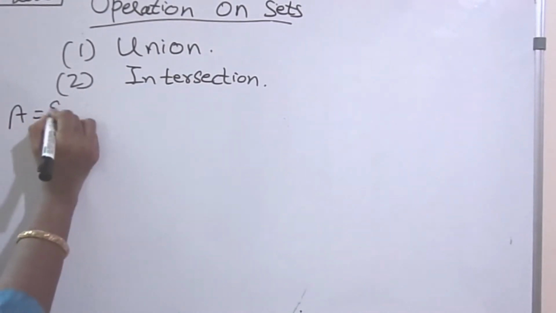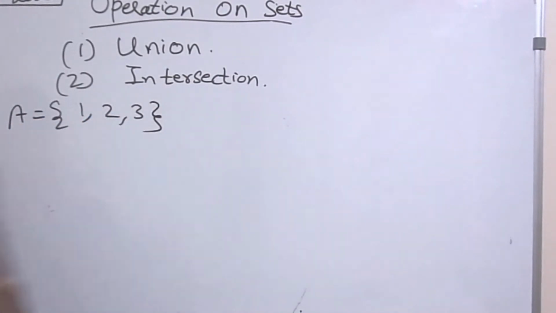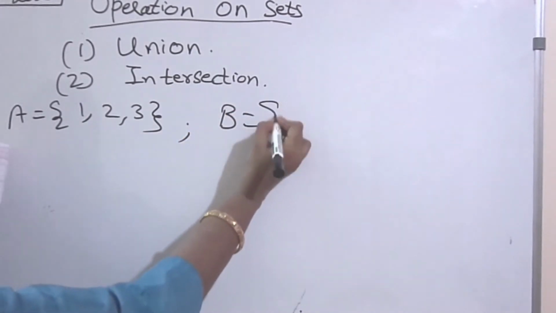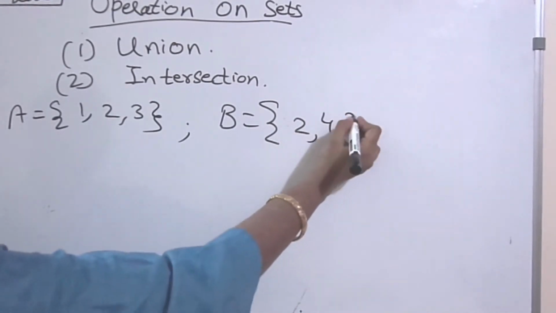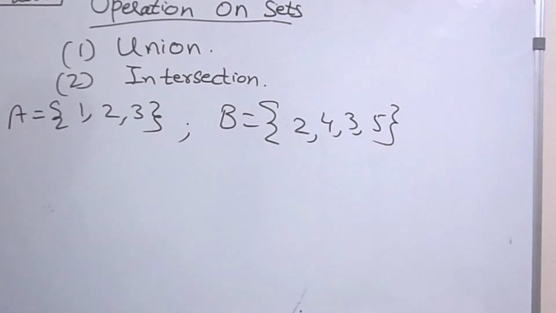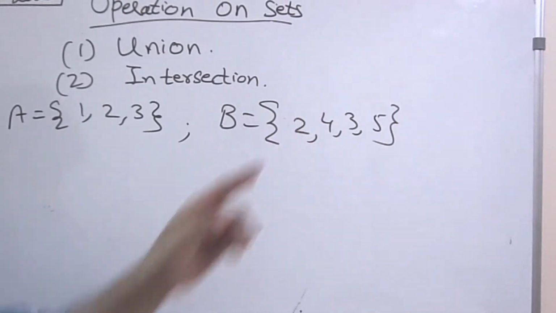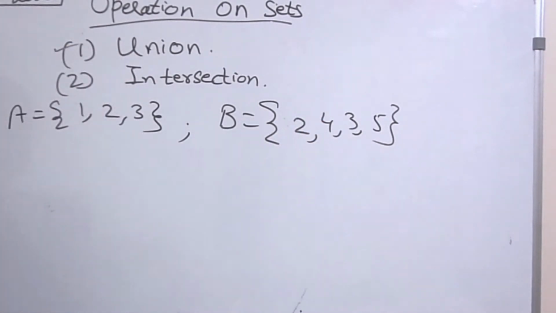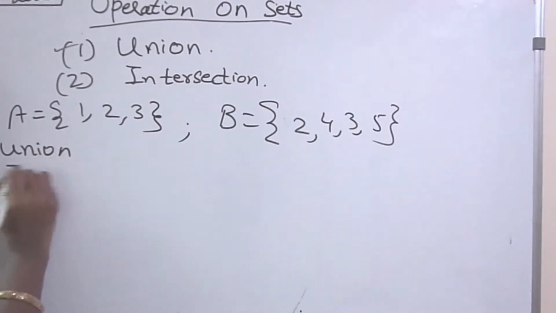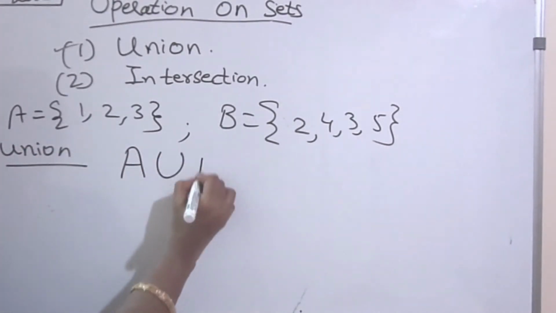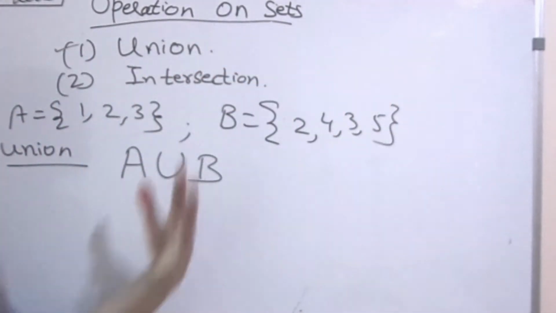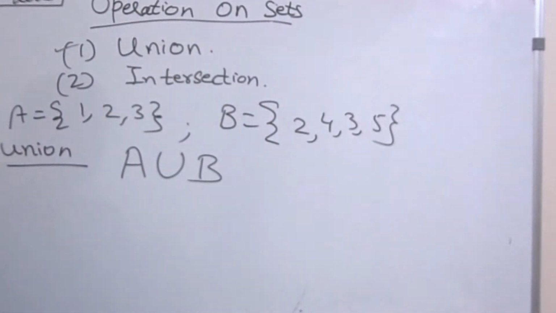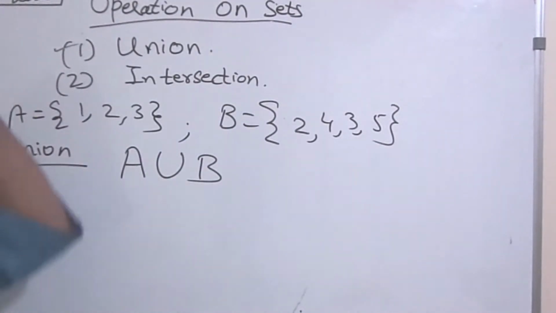A is equal to {1, 2, 3}. B is equal to {2, 4, 3, 5}. Okay, look at these 2 examples. A is equal to {1, 2, 3} and B is equal to {2, 4, 3, 5}. Now let us use the first operation, union. Union of 2 sets A and B. From the word union, you know it means joining. Joining of 2 sets. But whatever is common, you have to write only once. You should not repeat the members in a set.